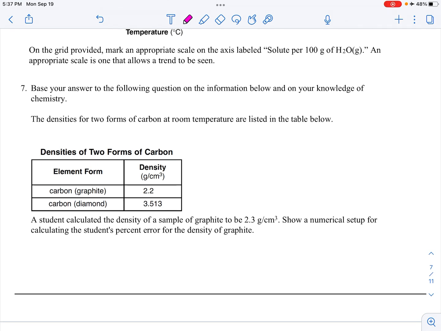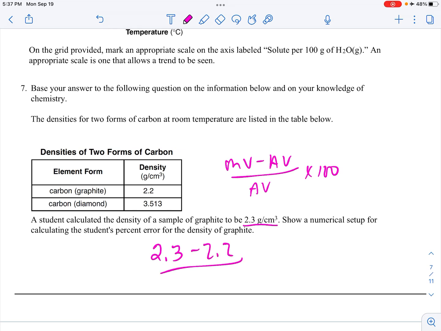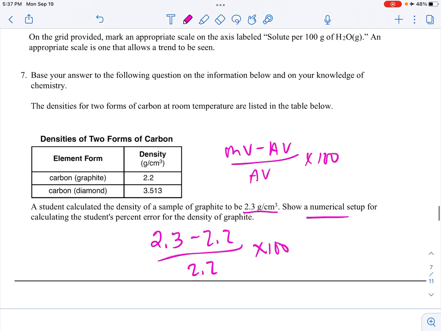Show numerical setups for percent error. So again, that's measured value minus accepted over accepted times 100. The measured value is what the student gets, which is 2.3. The true value of graphite, which is 2.2, over the true value, 2.2, times 100. You do not need to solve it because it's a correct numerical setup. Okay, that's it.